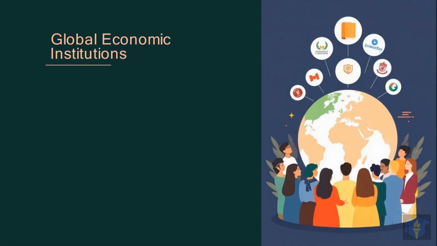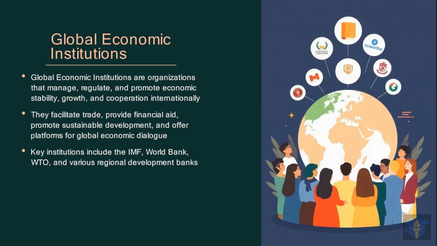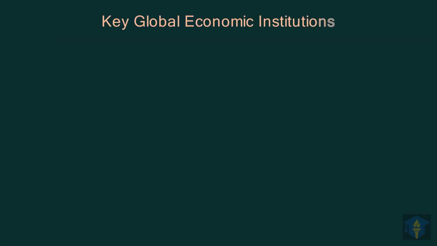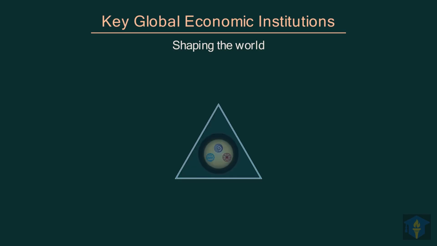Let's explore the vital role of global economic institutions in shaping our interconnected world economy. These institutions manage, regulate, and promote international economic stability, growth, and cooperation, facilitating trade and providing financial aid. Here, we will focus on some of the key global economic institutions that significantly influence the world economy. These powerful organizations play a crucial role in shaping the economic landscape of our entire world.